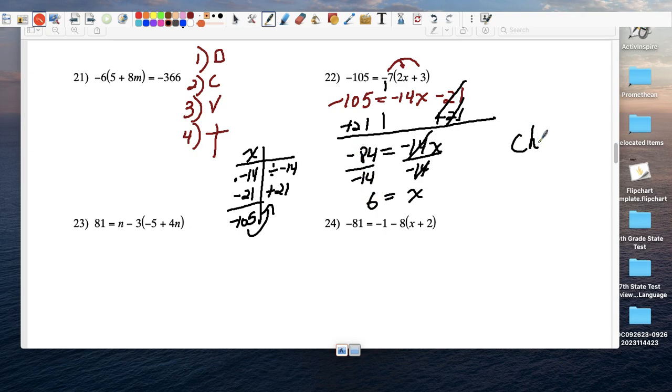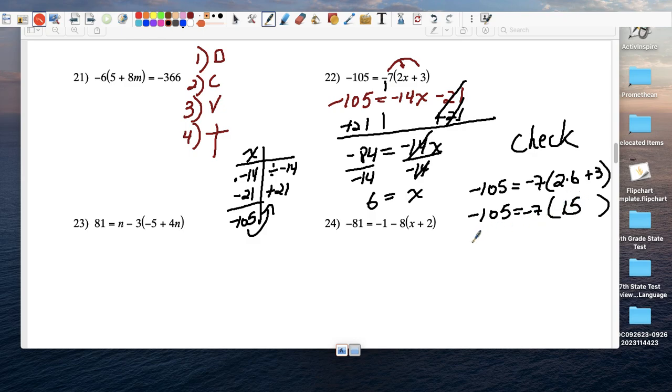Let's do my check. Negative 105 equals negative 7 times 2 times 6, right? Because I'm replacing this x with 6. And then plus 3. Negative 105. Negative 7. I'm not going to do the distributive property, right? So I'm going to do 2 times 6, which is 12, and 12 plus 3 is 15. And negative 105. And then finally I can multiply negative 7 times 15, and guess what? That is the same thing as negative 105. So is my solution x equals 6 correct? Yes, it is.